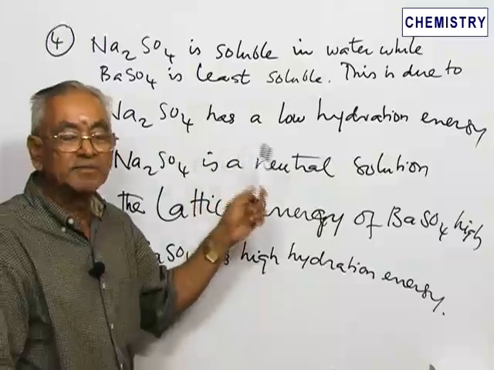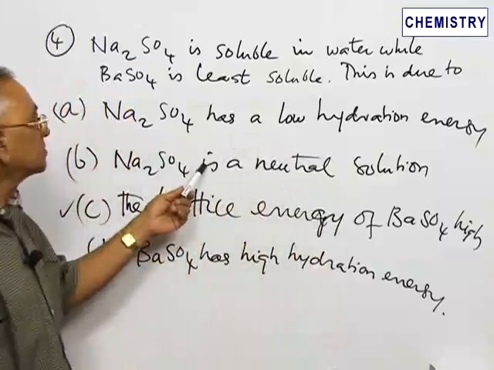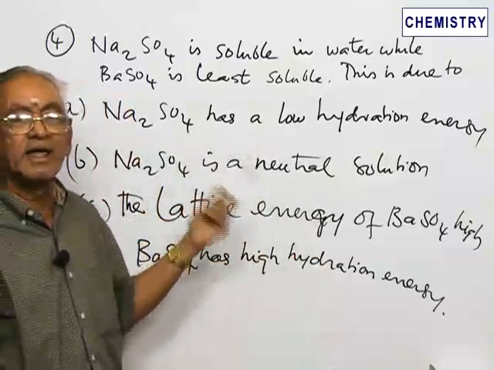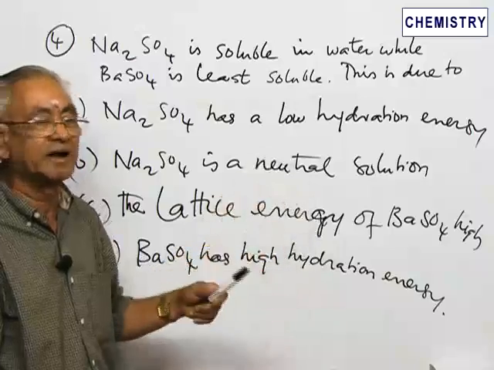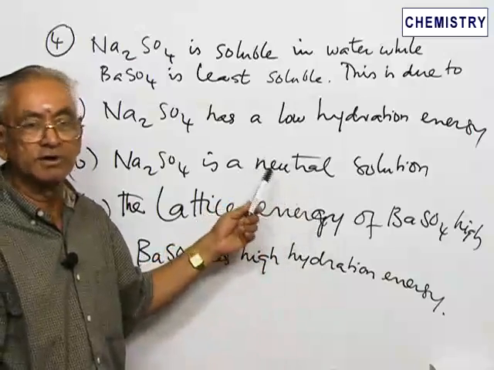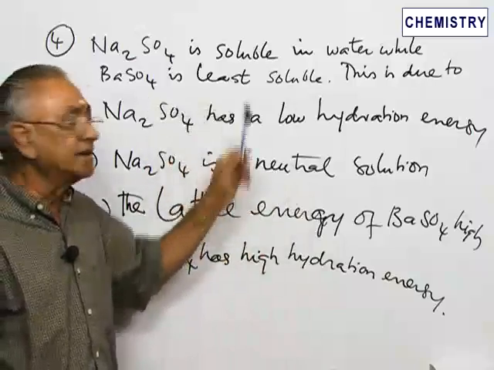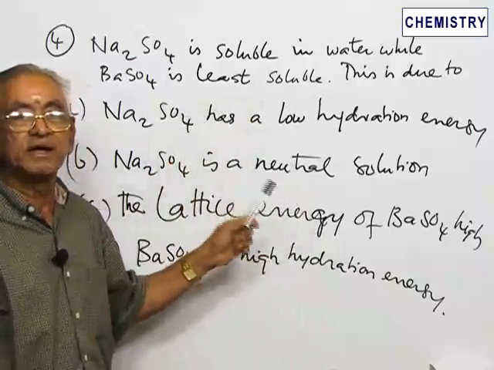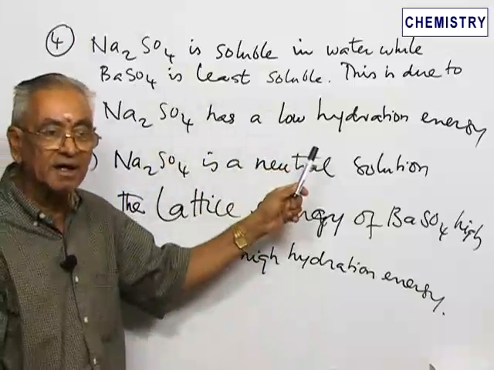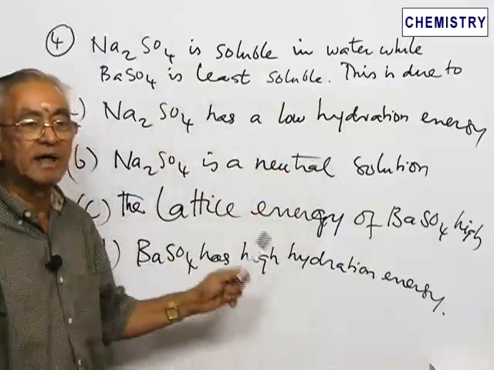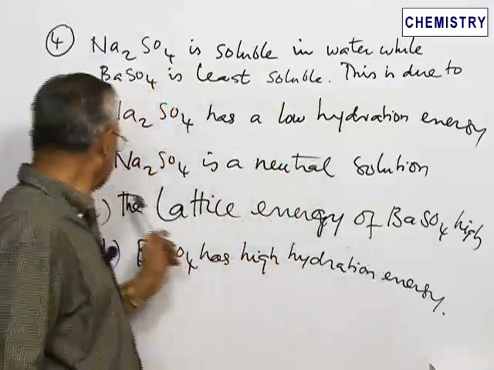The solubility of sulfates is not because sodium sulfate is a neutral solution. There are many solids like sodium chloride and sodium sulfate, many of which form neutral solutions. Therefore, the important message being conveyed by this question is that solubility is related to hydration, and thermal stability is related to the lattice energy. So the answer for this question is C.